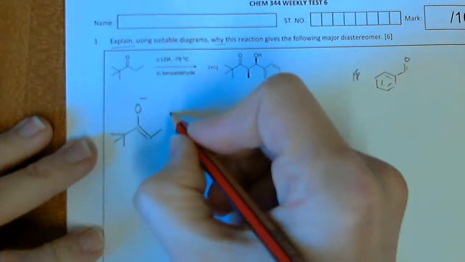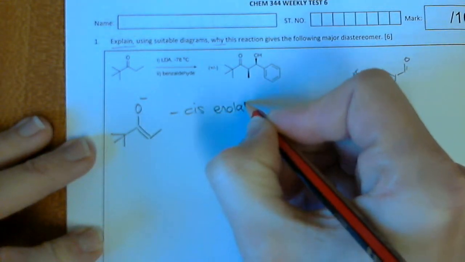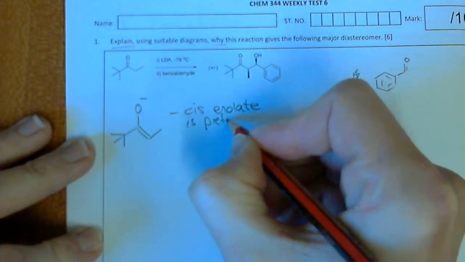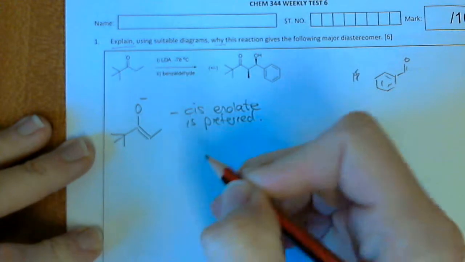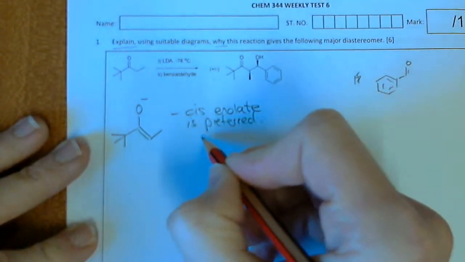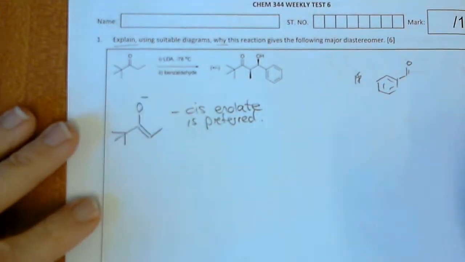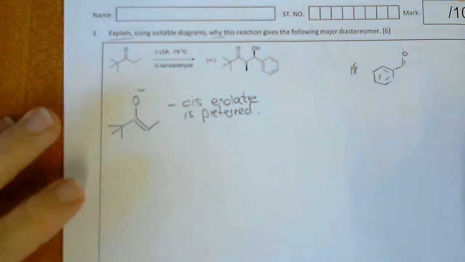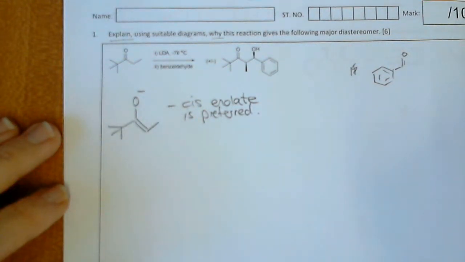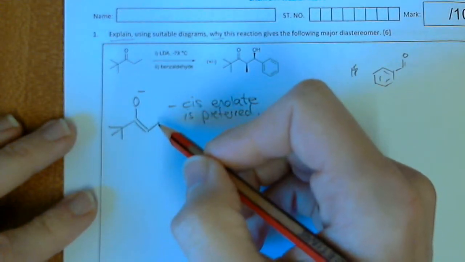So, here you would say that the cis enolate is preferred. And depending on the number of marks associated, you might actually go on, well, it's preferred because the T-butyl is very bulky, etc. So always look at the number of marks to decide how much detail you need to go into on a particular question. Then mechanistically, this is going to react with the benzaldehyde.